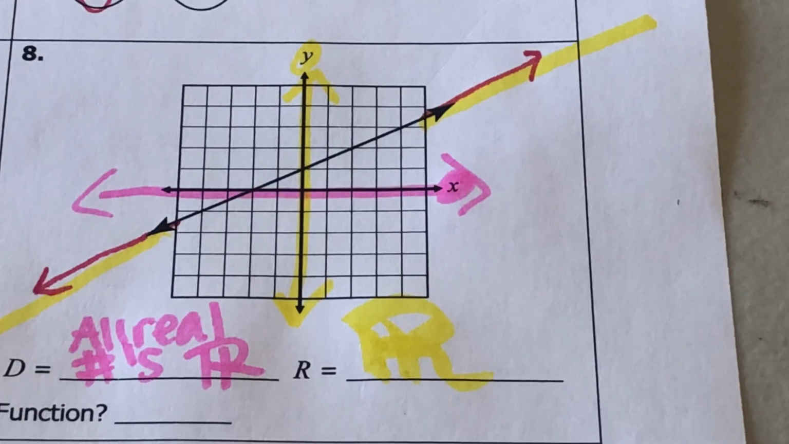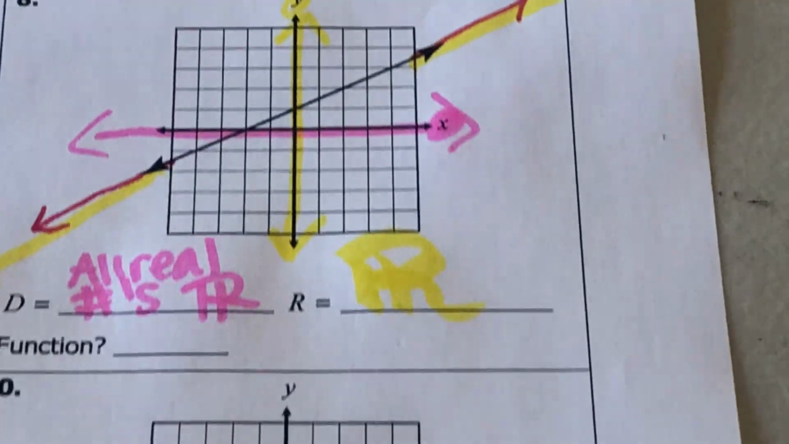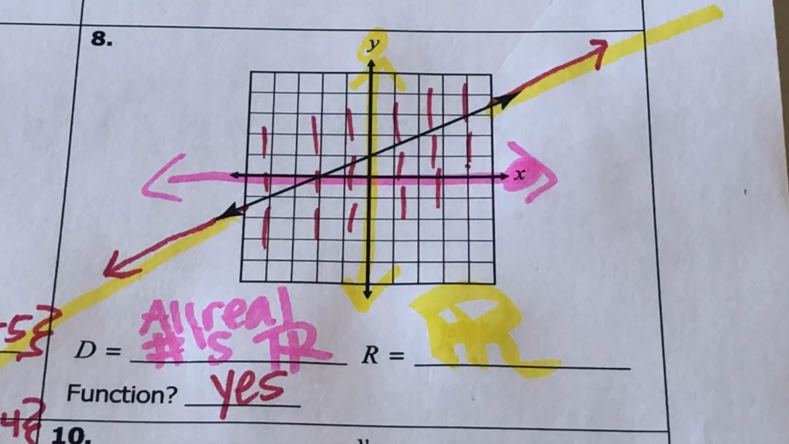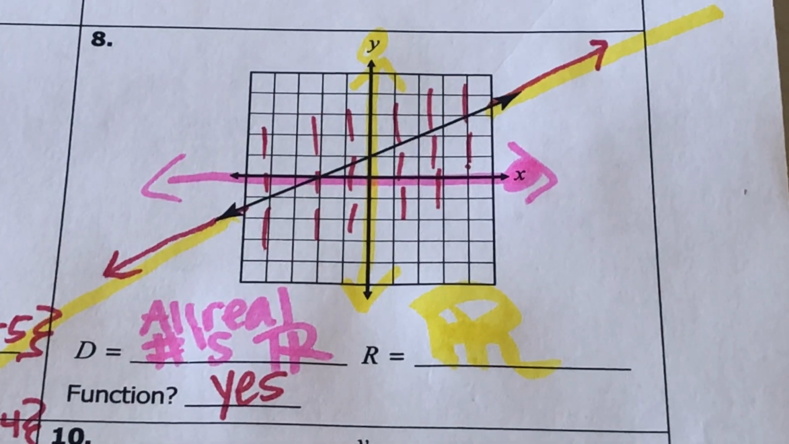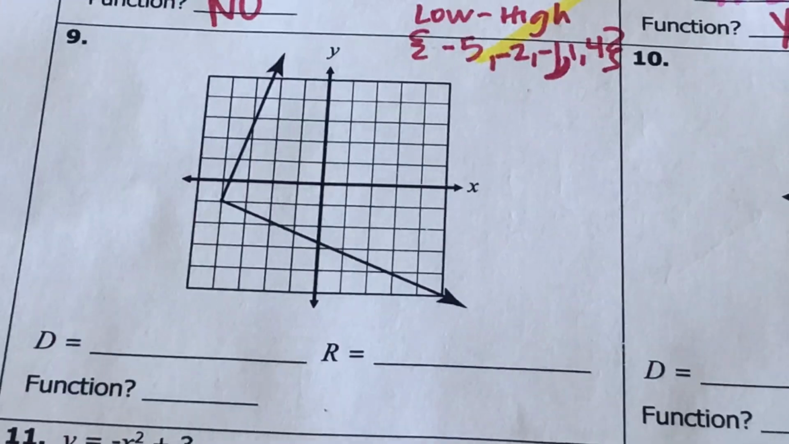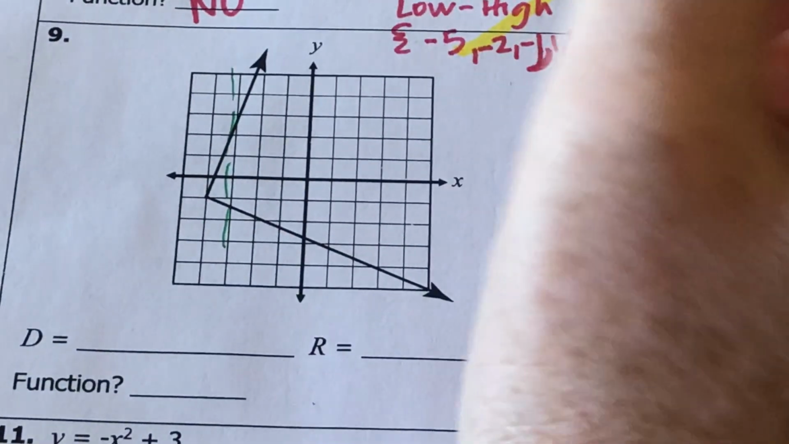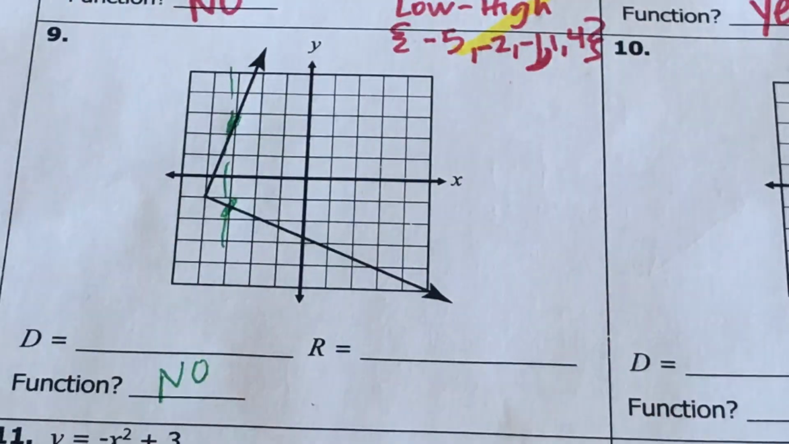Now, to answer, is this a function? Well, if I did the vertical line test anywhere, okay, it's only hitting the line one time, so yes. All right, next, number 9, domain and range. First of all, is this a function? Well, if I take the vertical line test, even the first thing I drew, it's hitting twice, so that's a no. Okay?